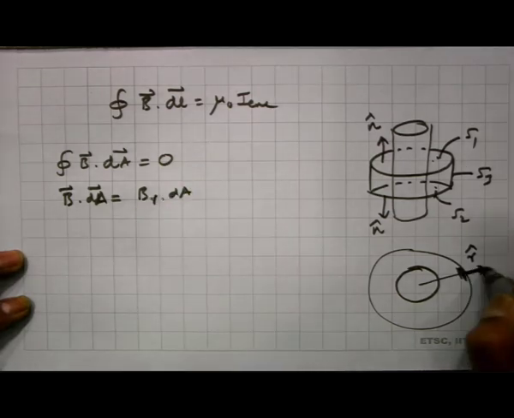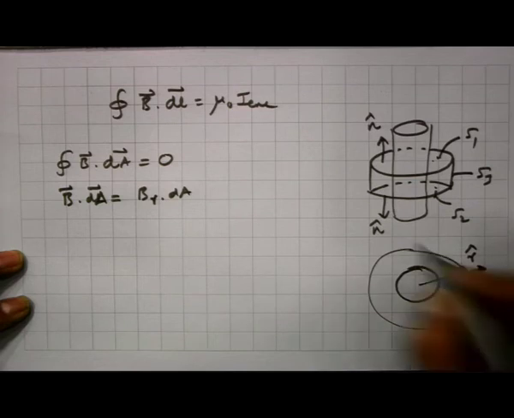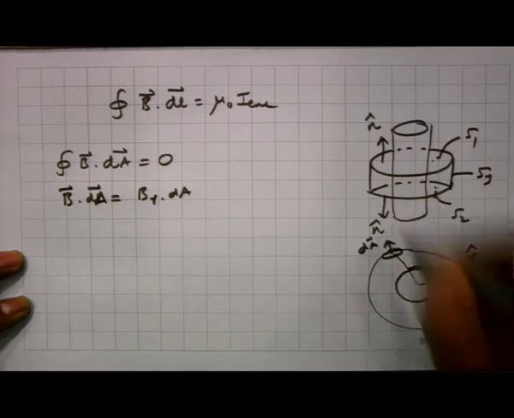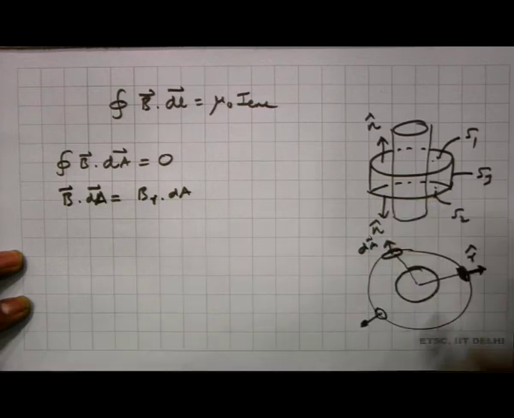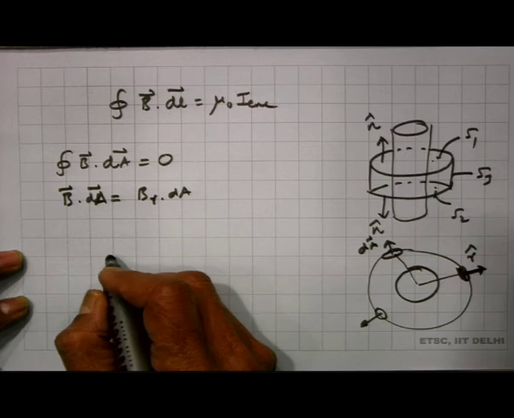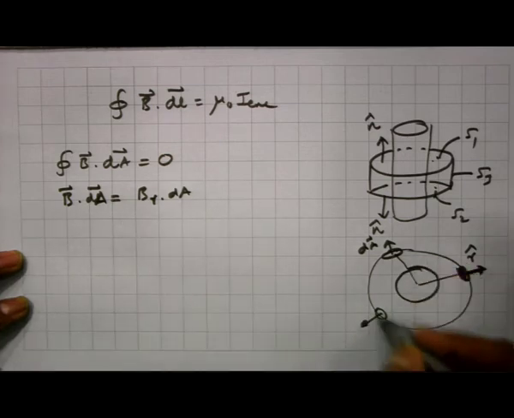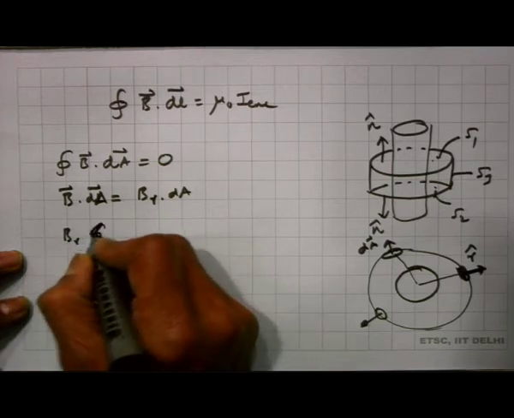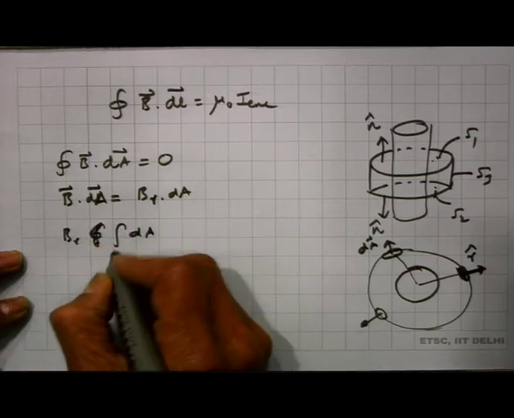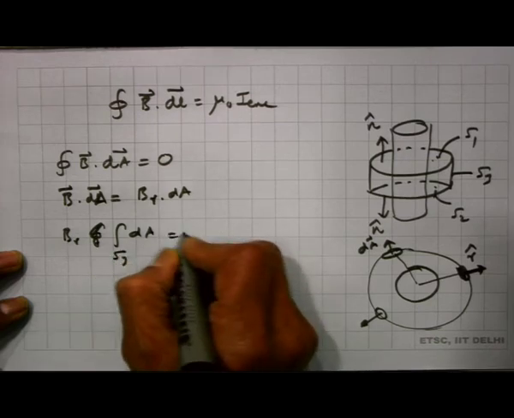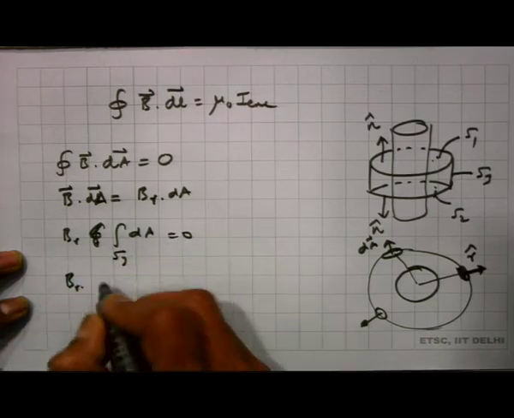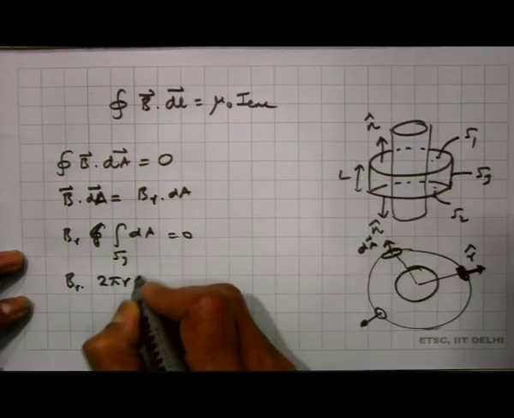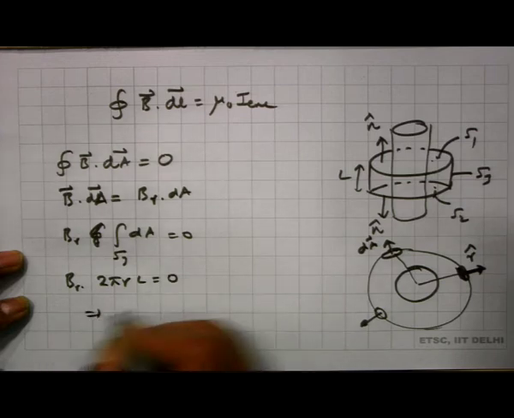Br is this component, and dA is the same component. At this point dA is like this and Br is in this direction. At this point dA is here and Br is in this direction, and Br is independent of this. So, what I will get is Br times the integral of dA over surface S3 equal to 0, that is Br into 2 pi r times the length L. This implies Br is equal to 0.